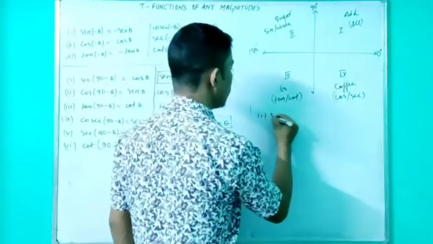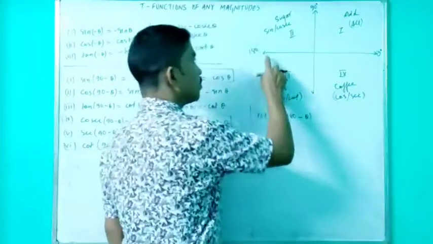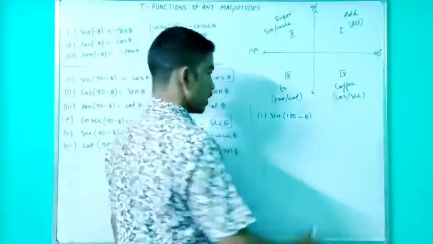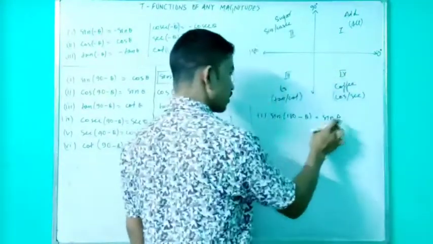Like the first, if I have sine of 180 minus theta. If you see, sine of 180 minus theta goes in the second quadrant, and in the second quadrant the sine theta is positive. So I can write sine theta. Sine remains as sine only.